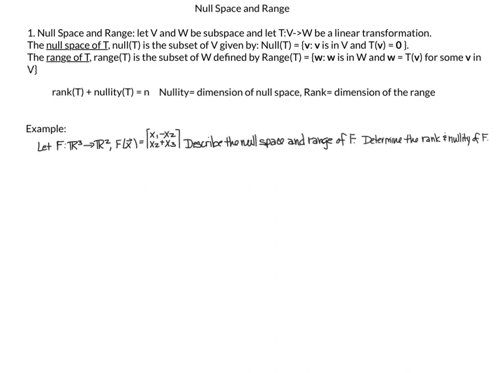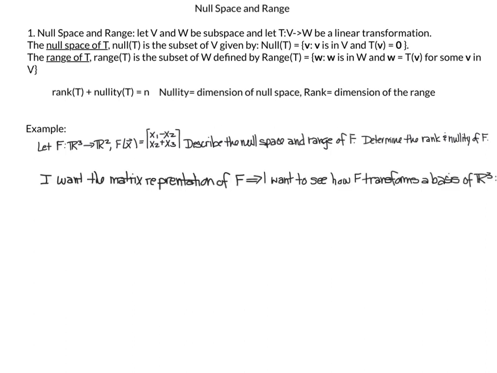For our first example, let's say we have a transformation f that goes from R3 to R2. So it takes vectors that look like x1, x2, x3, and it produces this two-dimensional vector here. We want to describe the null space and the range of f, and then we're going to determine the rank and nullity of f. To start, I want a matrix representation of my transformation f. And to get a matrix representation, I want to see how f transforms a basis of R3. So remember from a previous video when we talked about linear transformations, once we know how f transforms a basis, we know how it transforms any vector.